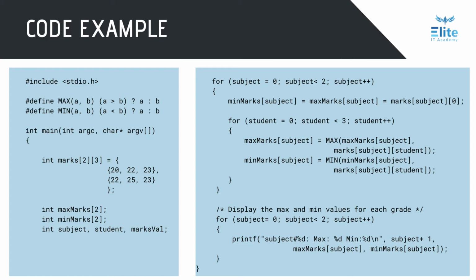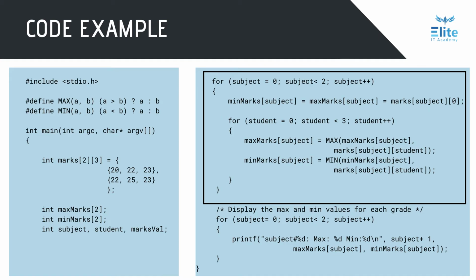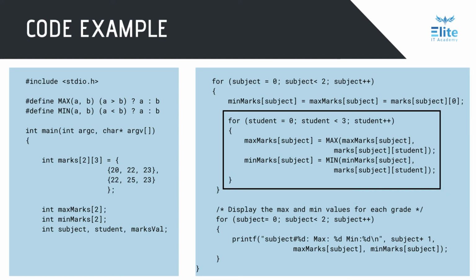In the example shown here, we have initialized marks of two subjects for 3 students. Then find the highest and lowest marks in each subject. To find the highest and lowest marks for each subject in a two-dimensional array, we use a nested loop. The outer loop iterates for each subject, which is a row in the two-dimensional array, and the inner loop iterates through each student, which is a column of each row.